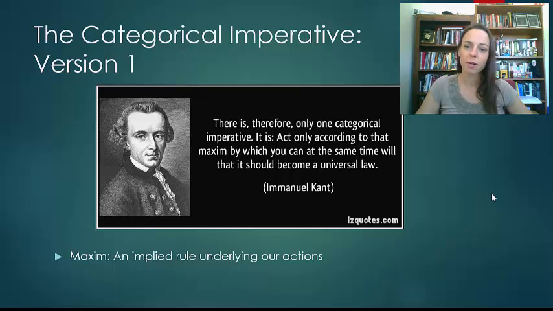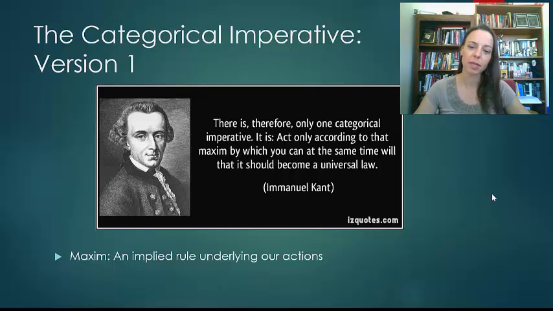So the first categorical imperative, the way Kant phrases it here, there is therefore only one categorical imperative. It is: act only according to that maxim by which you can at the same time will that it could be a universal law. So this is obviously one of those things we need to unpack and try to kind of decipher so that it makes sense to our modern ears. And there's a term in here that we definitely need to define, and that is the term maxim.